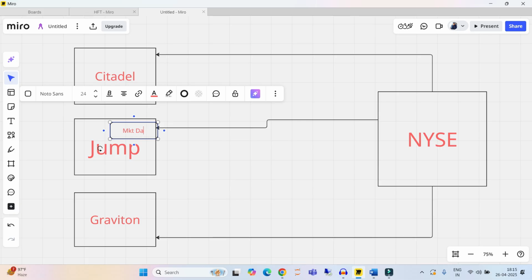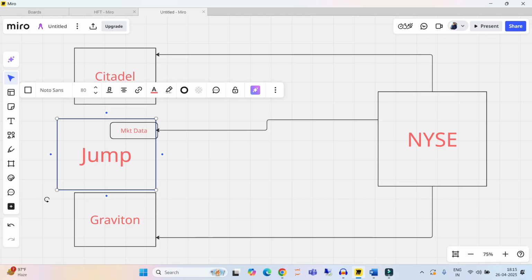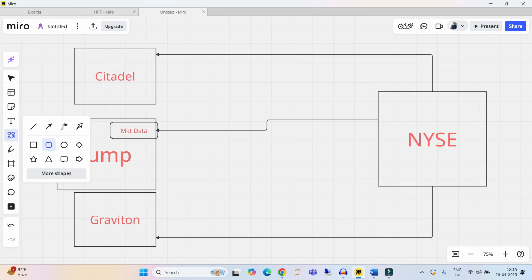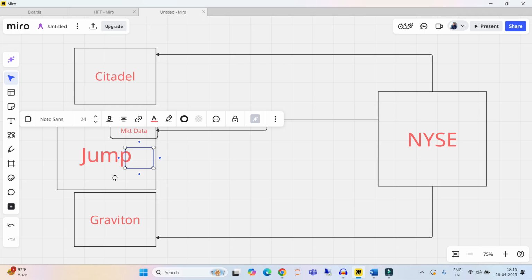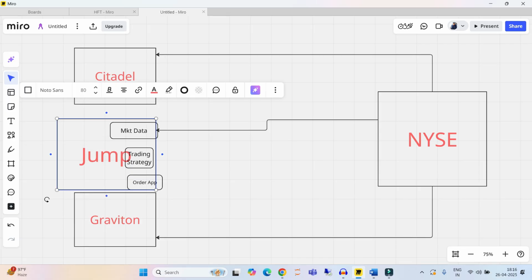Okay, so this is your market data application. Okay, then one more, let's say, here is your trading strategy application. This is the trading strategy application.